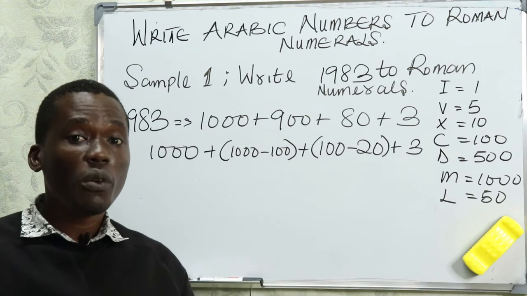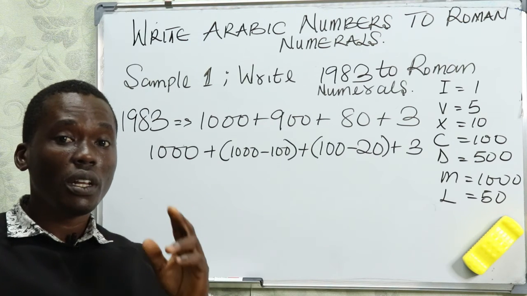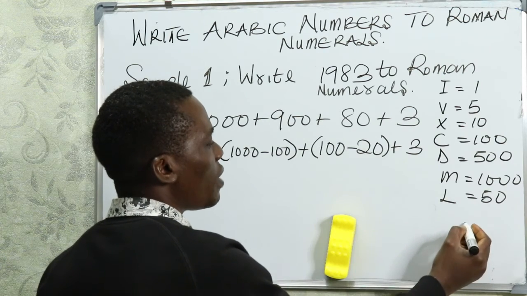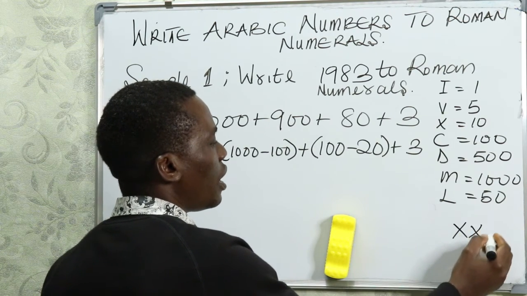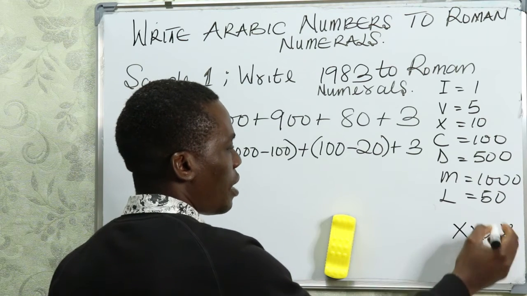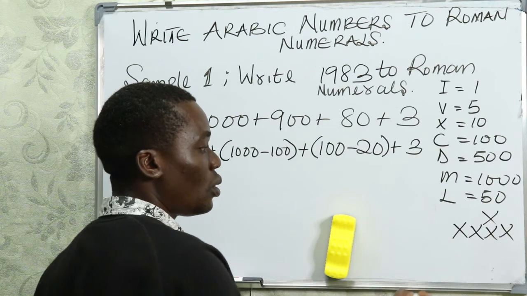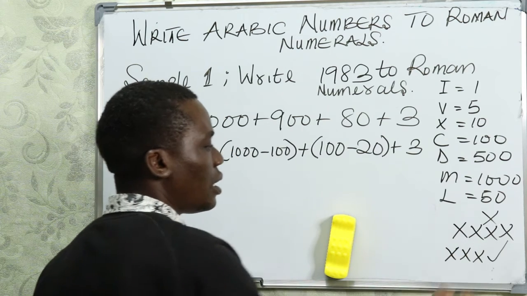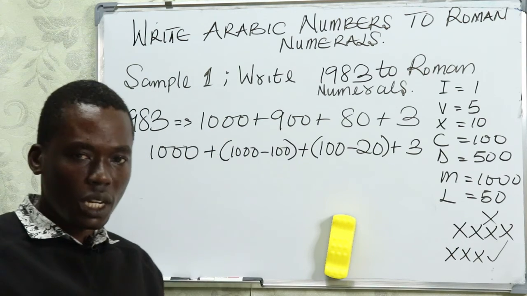And remember, when you are writing a Roman numeral, these numerals must not stand together more than three times. We don't have anything like X, X, X, and X. It can't be 4. It's wrong. But rather you can have X, X, and X. 3 at most. Take note of that.